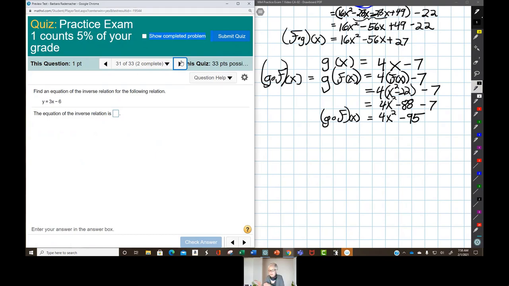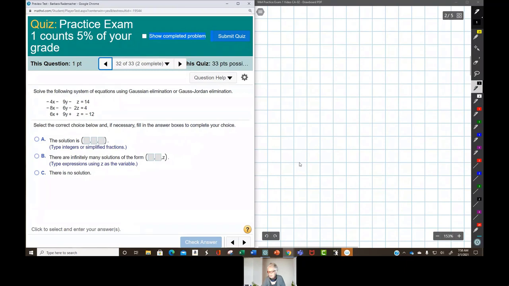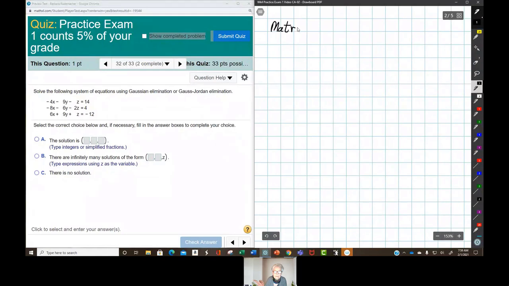Okay, now we've got a request for the matrix. So we will do that. Here's our first matrix, negative 4x minus 9y minus z equals 14, negative 8x minus 6y minus 2z equals 4, and 6x plus 9y plus z, 1z, equals negative 12. So, here we go. Matrix number one, and this is problem 32.